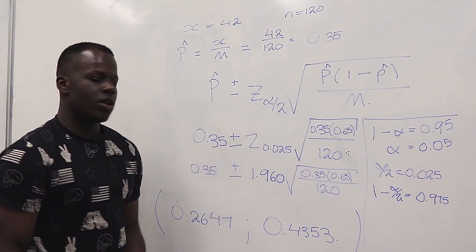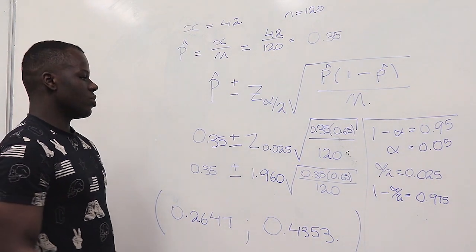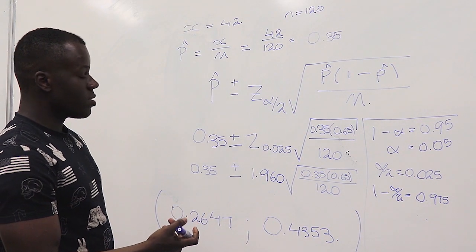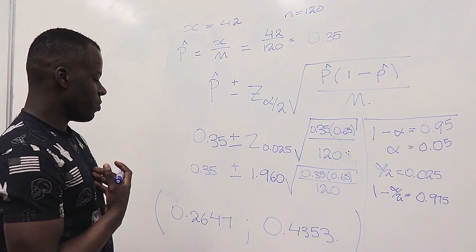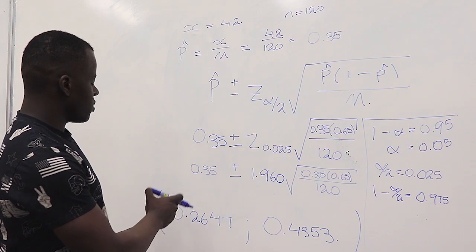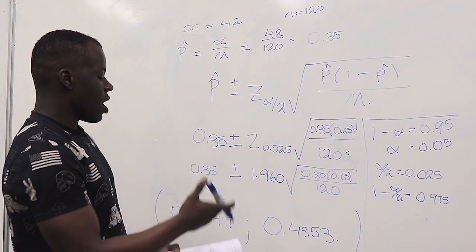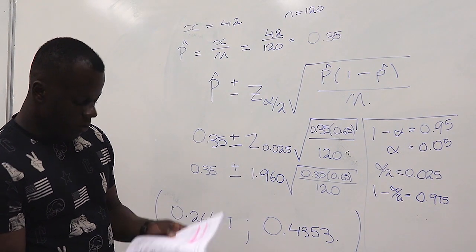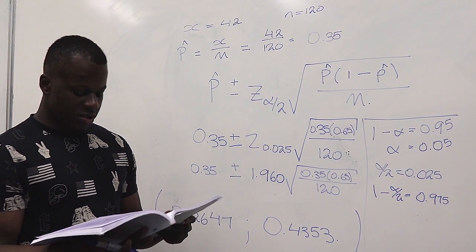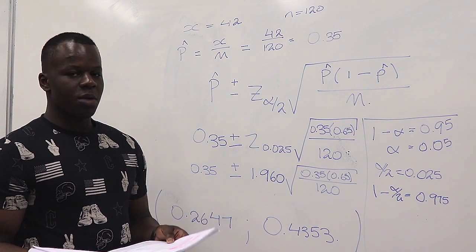And that's how you finish the question. This means that for the actual proportion of the population, we can be 95% confident that between 0.2647 and 0.4353, or 26.47% and 43.53%, of the actual street vendors think that the bylaws hamper their trading.